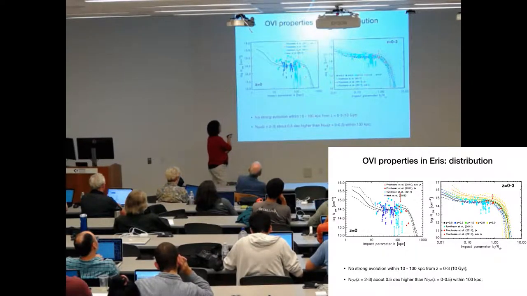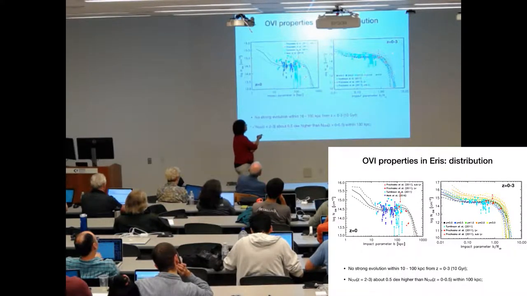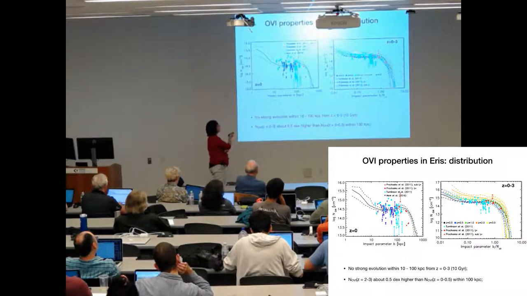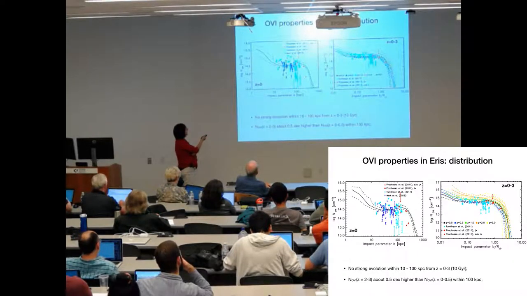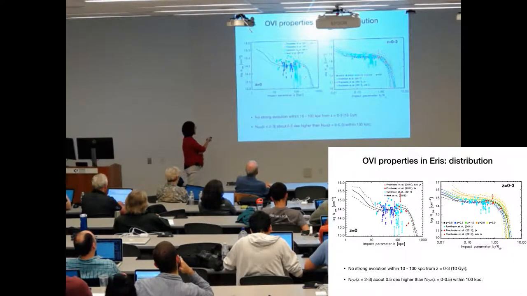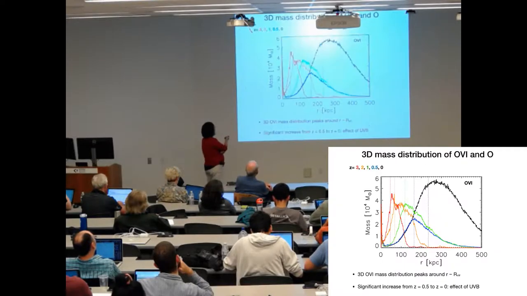Now, you can see that if you scale by the virial radius, the evolution of the radial column density profile doesn't seem to change that much through the whole period of time. A lot of gigayears there, it doesn't seem to change much. Of course, at high redshift, as I said, the O6 fraction is a bit higher, maybe a bit too high compared with the observations here.